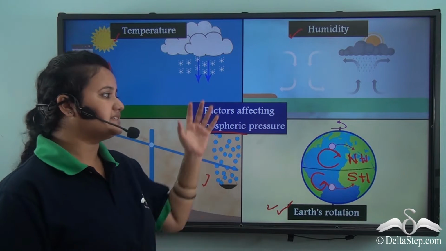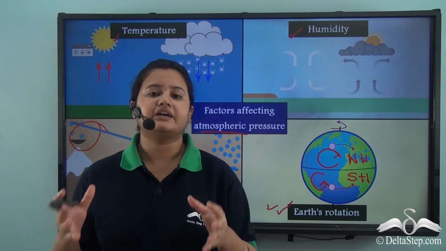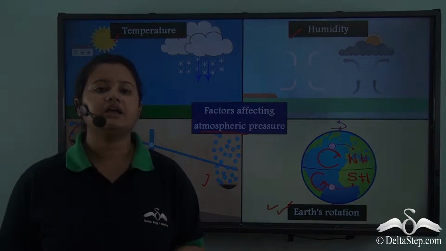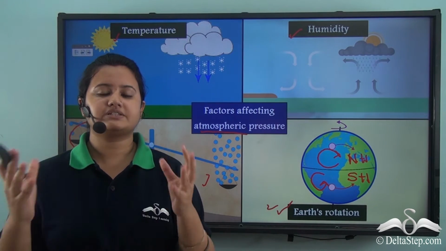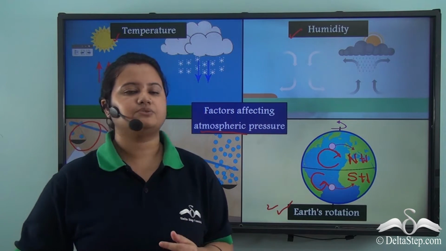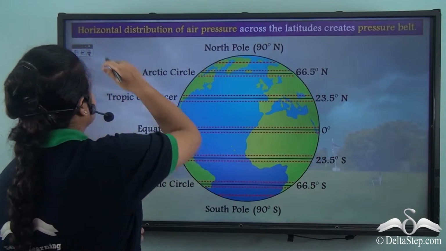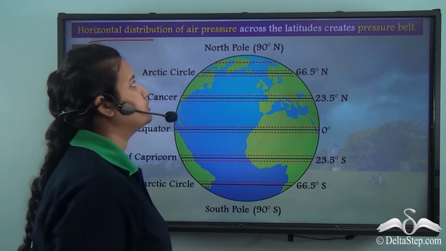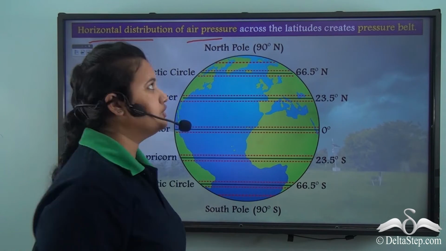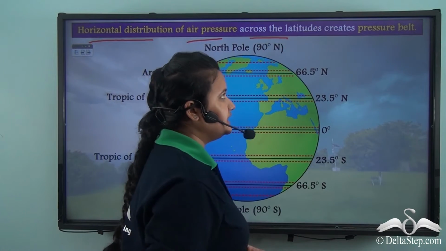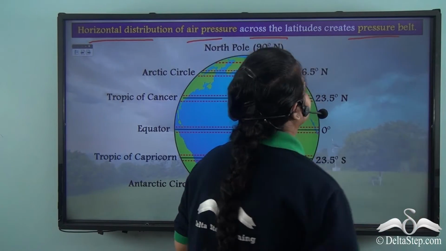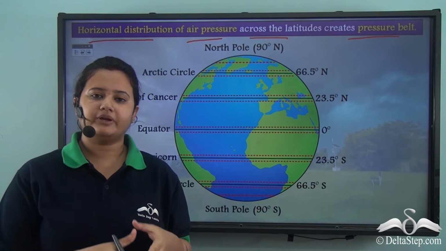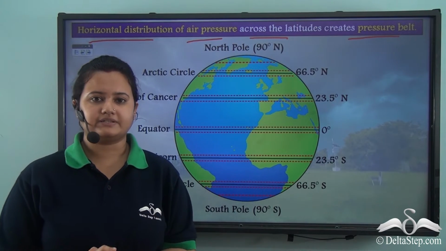Now, due to the existence of these factors, the atmospheric condition is not uniform throughout the globe. The air pressure is mostly similar across the latitudes. So, this uniform or horizontal distribution of air pressure across the latitudes creates pressure belts. The pressure belts are characterized by high pressure belts or by low pressure belts.